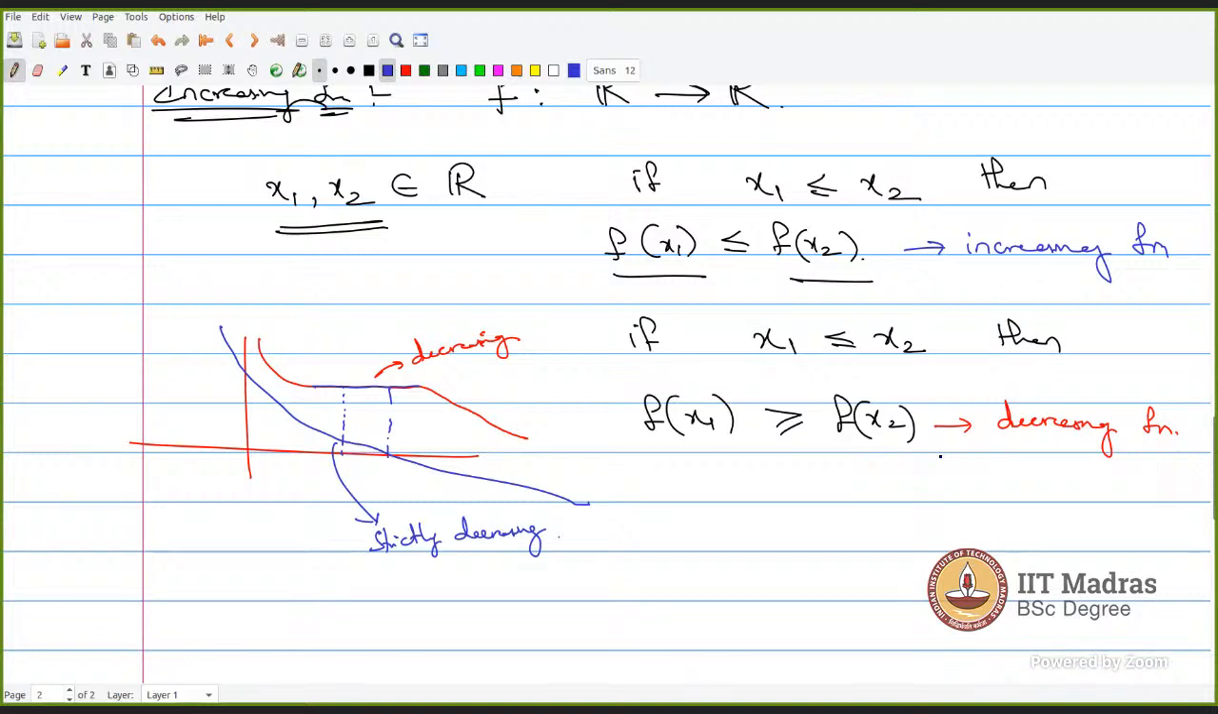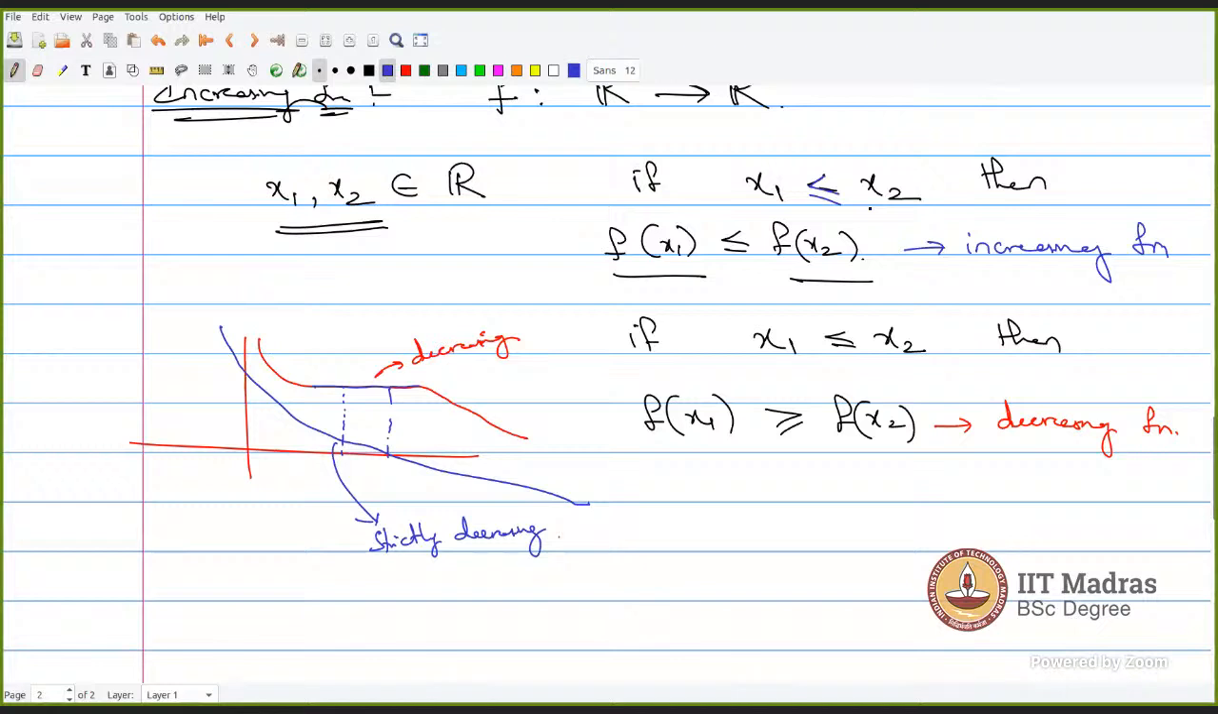Someone is asking: you mentioned if x1 is less than or equal to x2, what would be the circumstance where x1 and x2 would be equal and yet it would still be a decreasing function? No, it's just the notation we give, just to make it easier to understand. If it is less than or equal to, you need not worry about the equal to sign there.